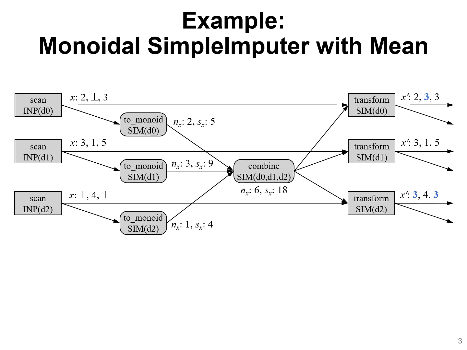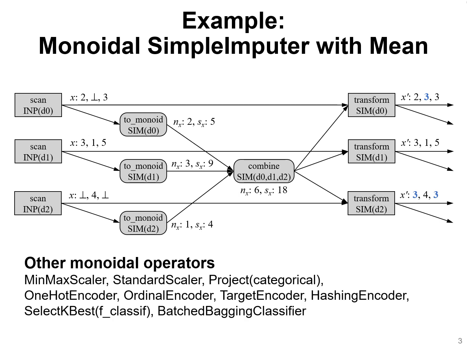Now, one thing that we were very happy to notice was that you can actually express a pretty comprehensive set of operators as monoids. Other monoidal operators that we have implemented include min-max scaler, standard scaler, projection, different flavors of encoders: one-hot, ordinal, target, and hashing encoder. You can even do feature selection. And it's not even limited to preprocessing operators. You can also write a classifier by creating a monoidal ensemble.